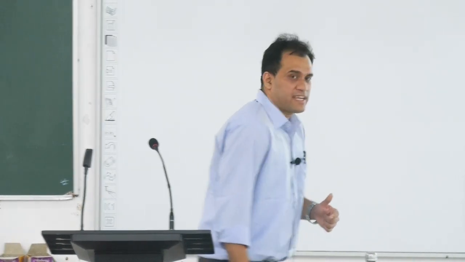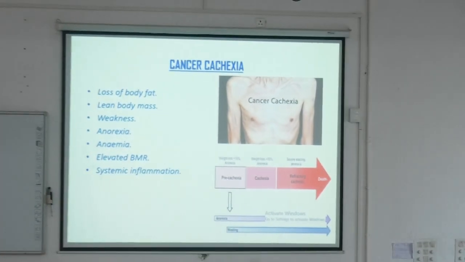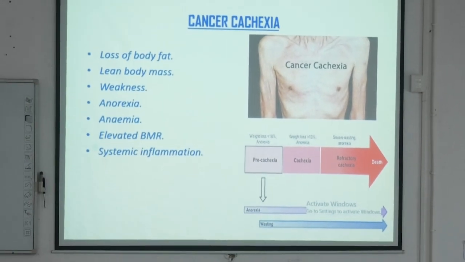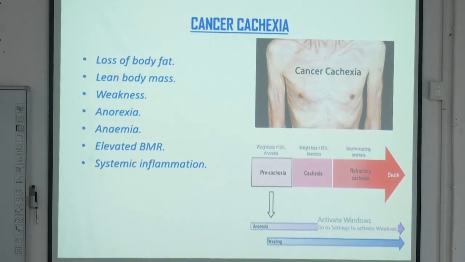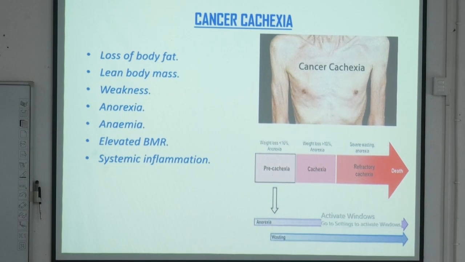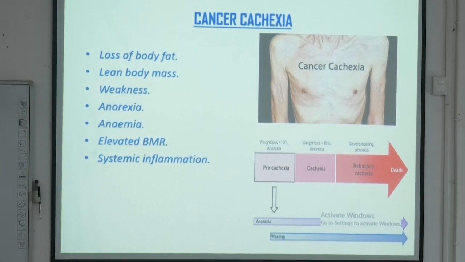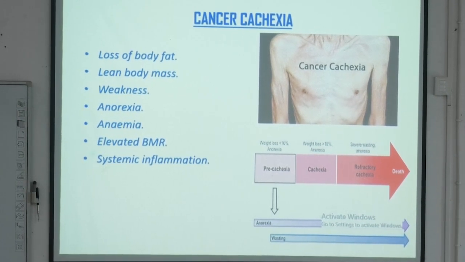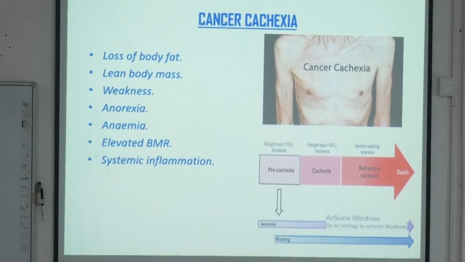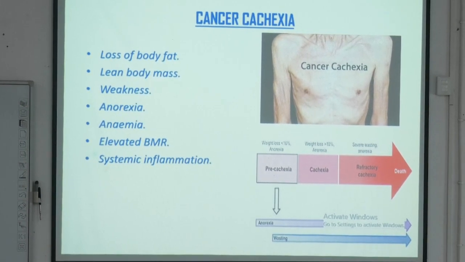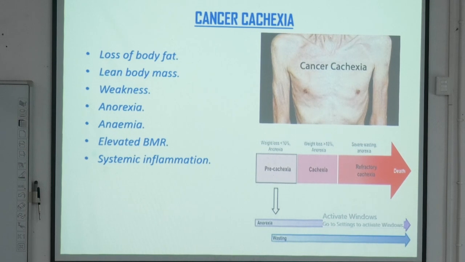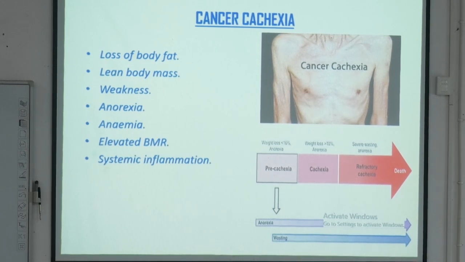Then coming to cancer cachexia. This one is important. You can see how cachectic the patient looks, thin, emaciated. There is loss of body fat, lean body mass, loss of muscles, weakness, anorexia, anemia. But these patients have elevated BMR. The basal metabolic rate is increased. They have an increased BMR and systemic inflammation.